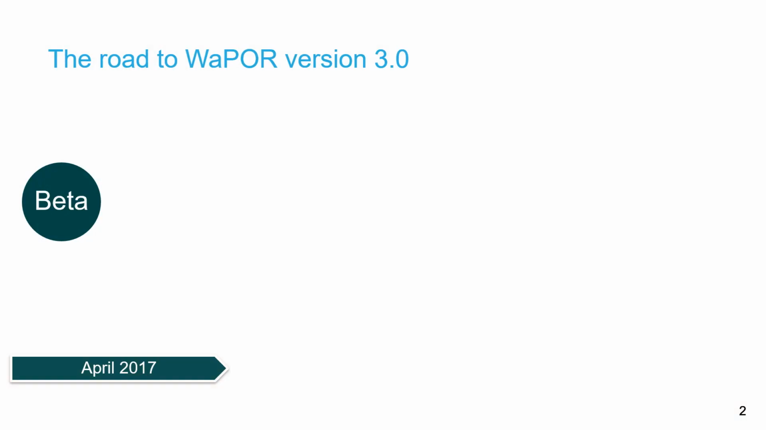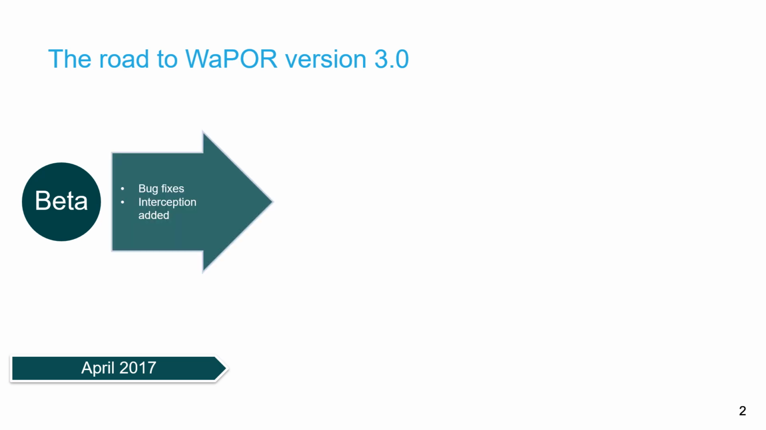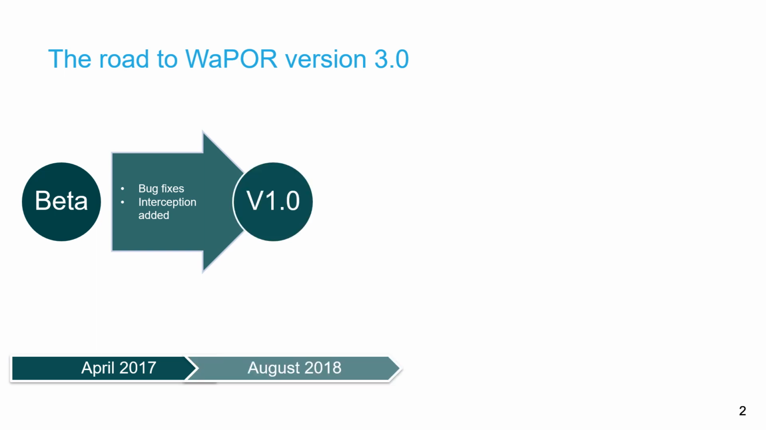The beta version of the WaPOR data became available in 2017, starting with the continental scale, and over the following months the country level data and first high resolution areas were added. This beta version was evaluated and tested by the WaPOR team. Initial bugs were fixed and the interception was added to the evapotranspiration. The first official version was launched in August 2018.